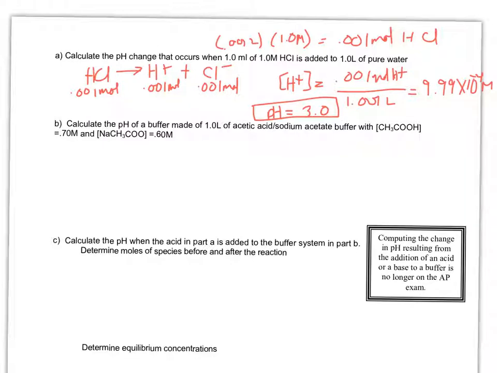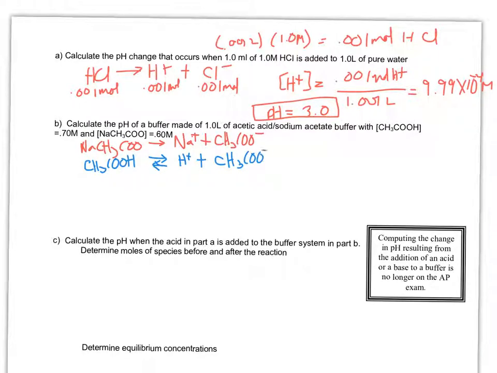So I'm going to set up my dissociation of my salt first. NaCH3COO, that 100% dissociates into Na plus and the acetate ion. Then I'm going to write my dissociation for the acetic acid, CH3COOH. That's in equilibrium. It dissociates into H plus and the acetate ion.